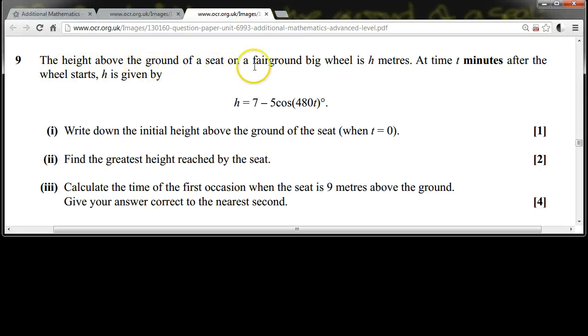The height above the ground of a seat on a fairground big wheel is h meters. At time t minutes after the wheel starts, h is given by this formula here. Write down the initial height above the ground of the seat when t equals 0. Find the greatest height reached by the seat. Calculate the time of the first occasion when the seat is 9 meters above the ground. Give your answer correct to the nearest second.